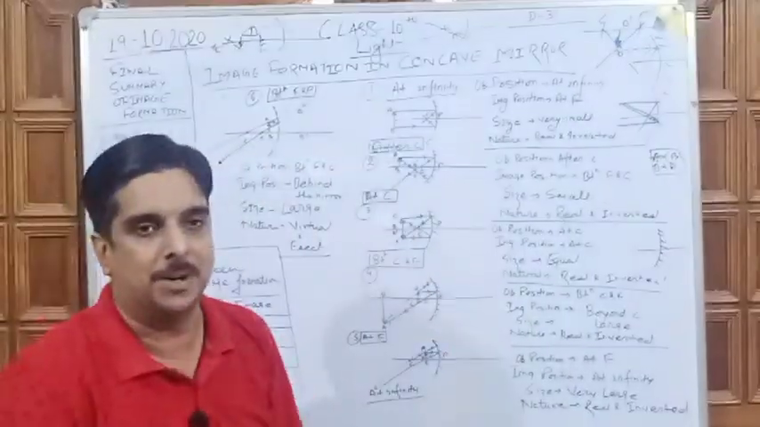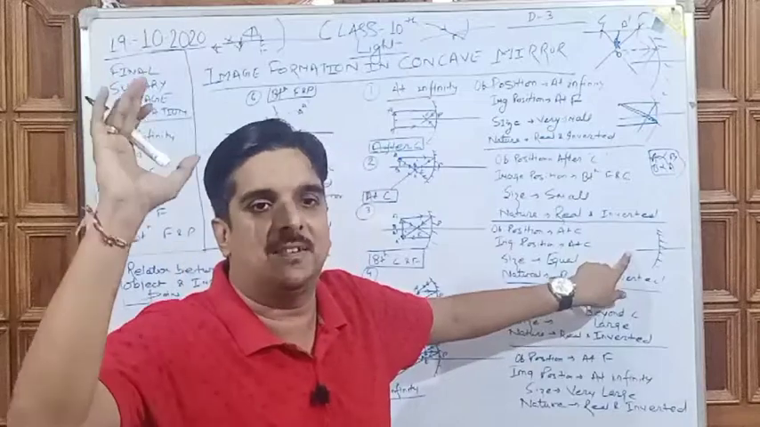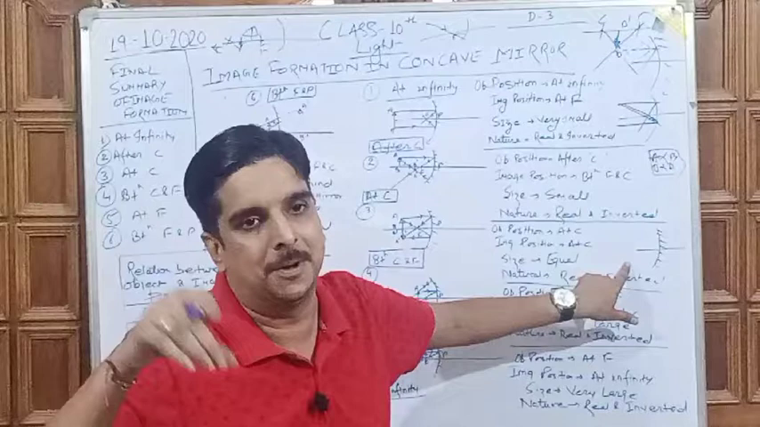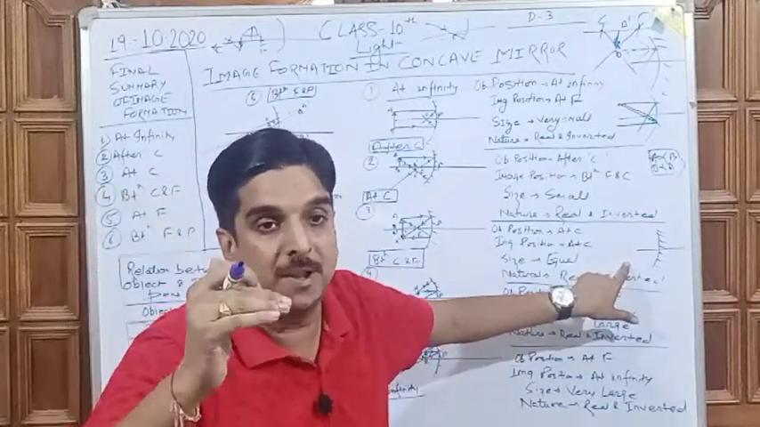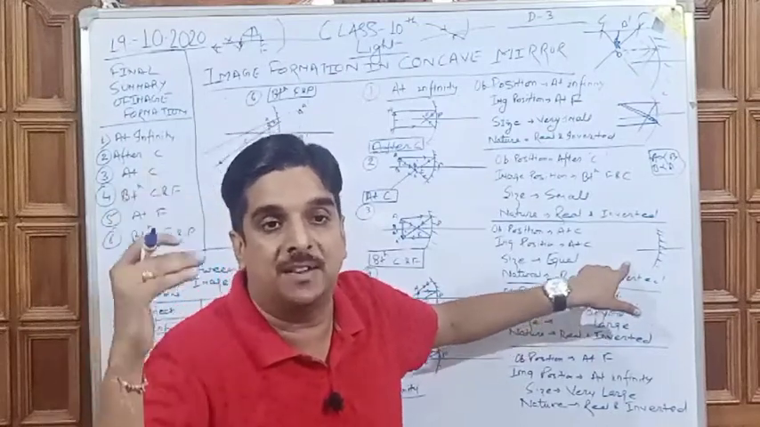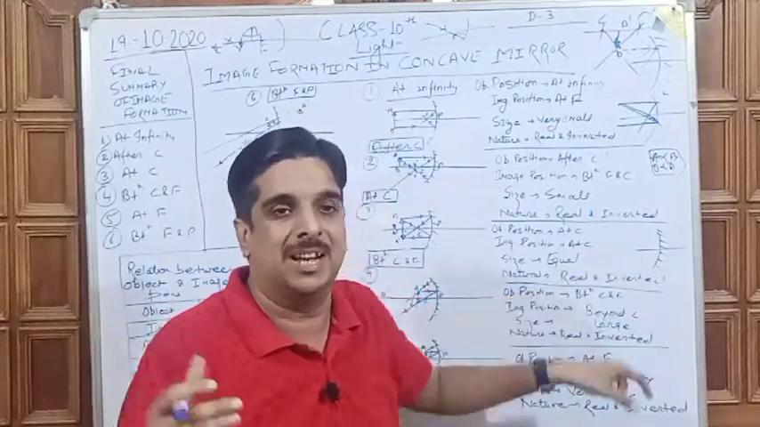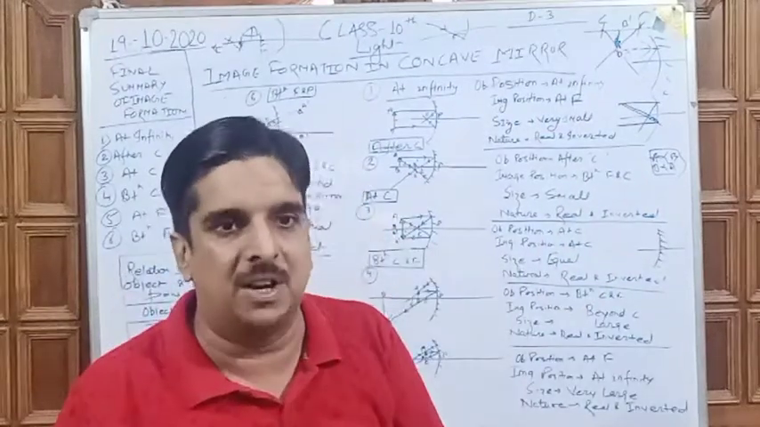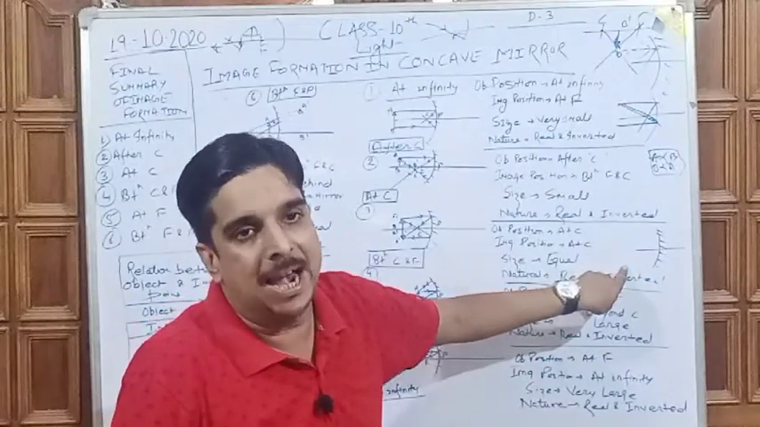This one is the concave mirror, this one is the principal axis line. Whatever image forms below the principal axis line in front of the mirror, its nature is real and inverted. Again I am repeating: if the image formation point is below the principal axis line of the concave mirror and in front of the mirror, we have to keep in our mind that all such images are by nature real and inverted.